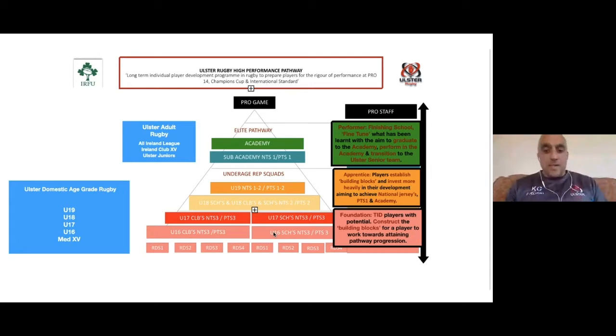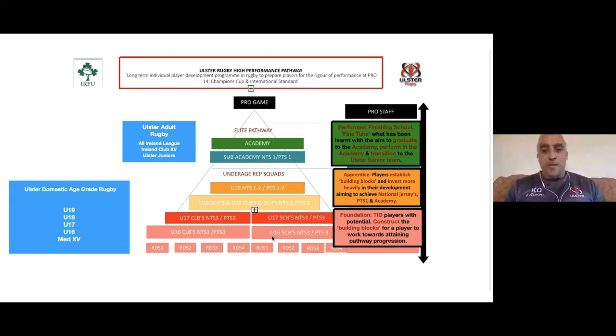And then the guys who are in that core stream, who stay in that core stream depending on their performance, are in that NTS and PTS stream, which is, I suppose, the central pillar of the pathway. Obviously our sub academy group then is a group who are one year from getting into academy, and then our academy group.